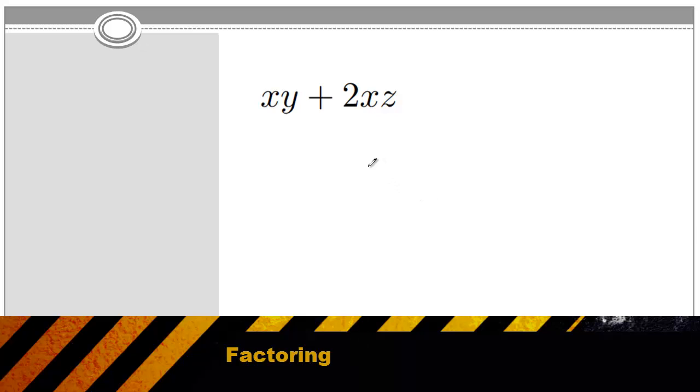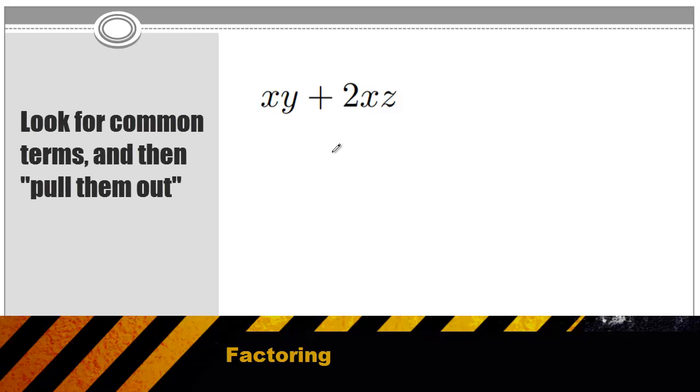The opposite of distribution is factoring. With factoring, we look at common terms that are on both sides of the addition or subtraction sign, and then we pull them out. So in this case, we can see that we have an x on both the left and the right of the addition sign. So we can pull out the x and rewrite that equation as x times y plus 2z.